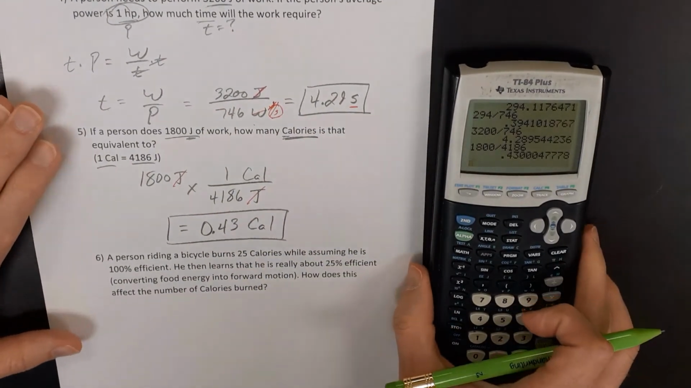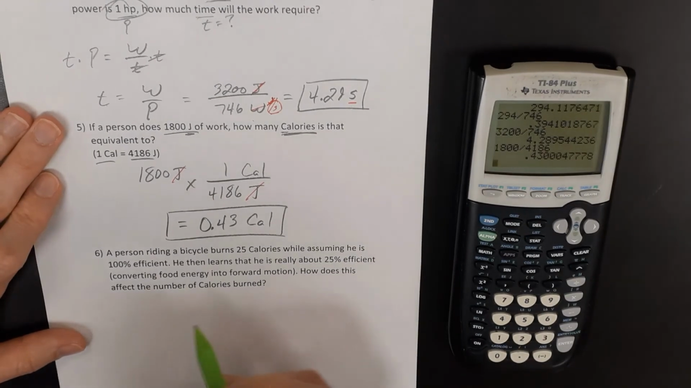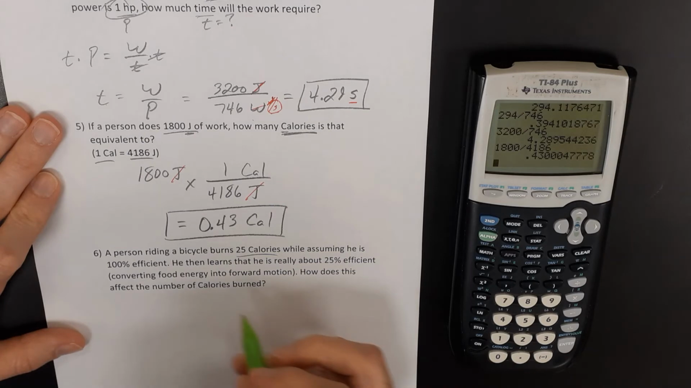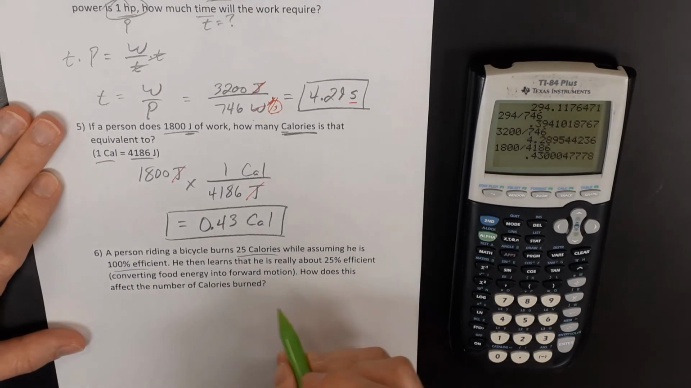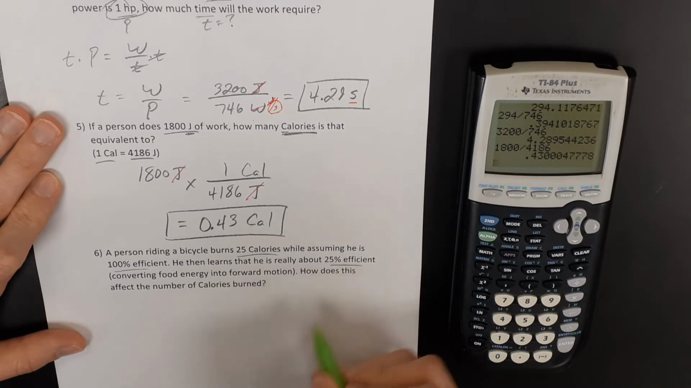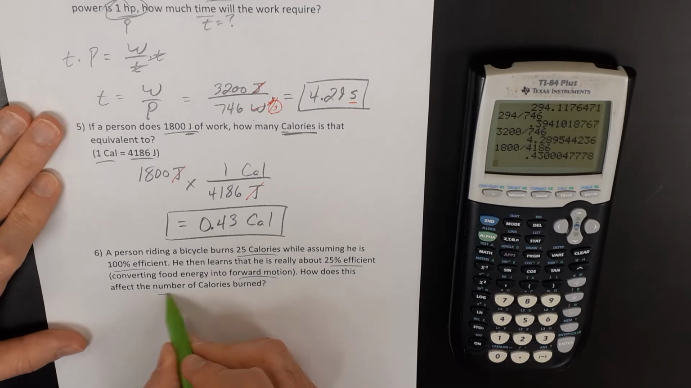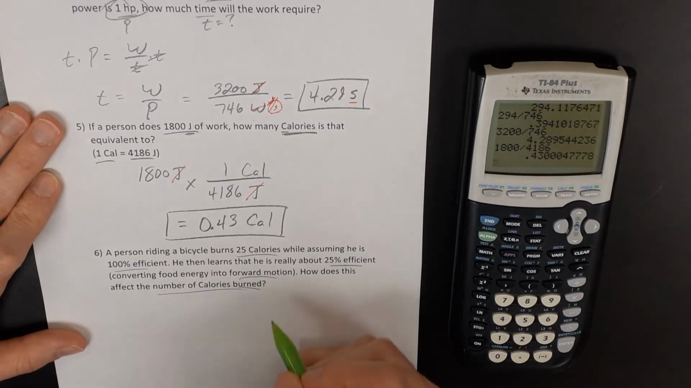All right, and then one more. Number 6. A person riding a bicycle burns 25 calories while assuming he's 100% efficient. Comes to find out, he learns that he's really about 25% efficient when his body is converting the energy from the food he's eaten into the motion of his bicycle. So how does this affect the number of calories that are being burned?